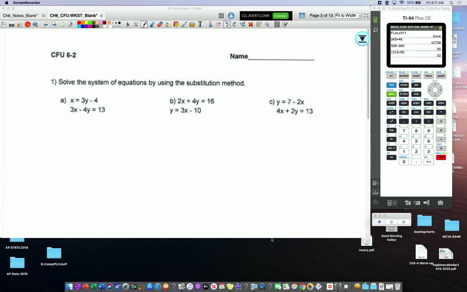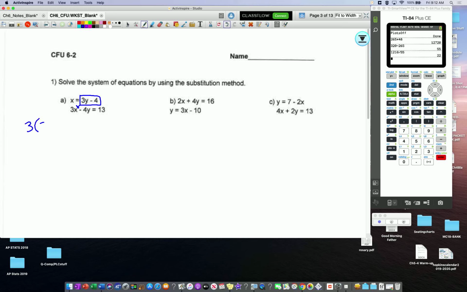All right, let's take a look at your CFU packet and see if you guys can check your answers from the substitution method as I walk you through them. So what's nice about number one is x is already all by itself. So I'm going to take what it equals and replace it into the second equation.